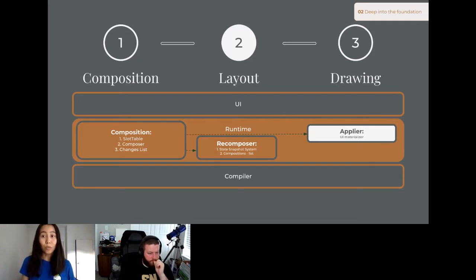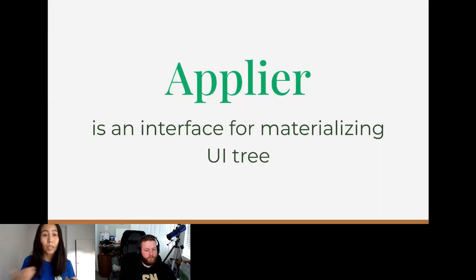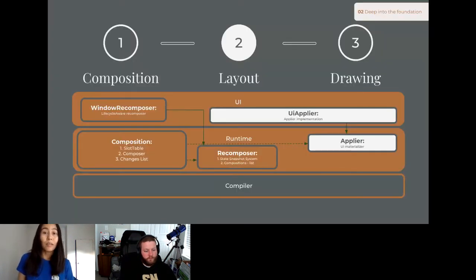After the change list is produced, all of those deferred actions will start executing, meaning slot writer will write in the slot table all the newest changes so that slot table contains the latest state. Applier will apply all the changes in a batch to the tree. So applier is responsible for measuring, layout, and drawing UI widgets. Once applier begins its work, the layout phase starts. So applier is an interface for materializing UI tree. Because applier is an interface inside the runtime, UI layer contains an implementation of it, and it's called UI applier.